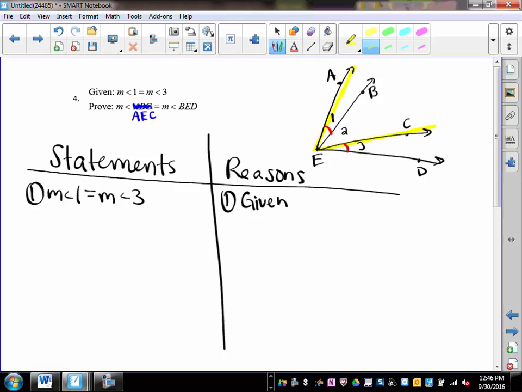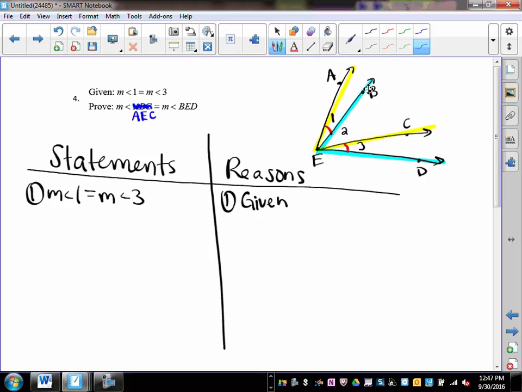What is AEC made up of? Angle 1 and 2. Okay. And we're trying to show that that amount is the same as BED, right? What is BED made up of? Good. And we know that 2 is going to stay the same no matter what, right? And we also know that 1 and 3 are the same. Do we believe that they indeed are equal? Yeah. Good. It's always good to make sure you actually believe the proof before you start.